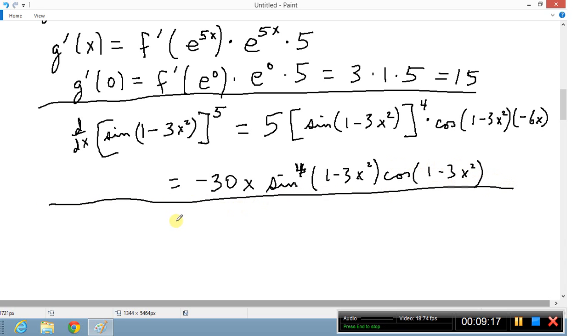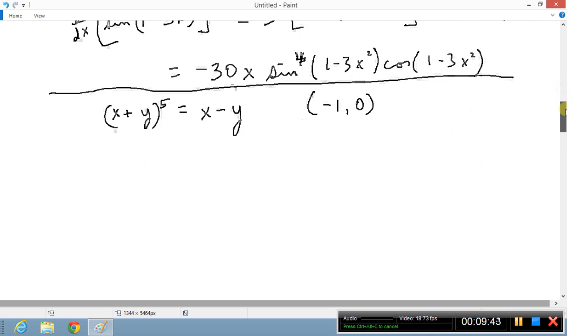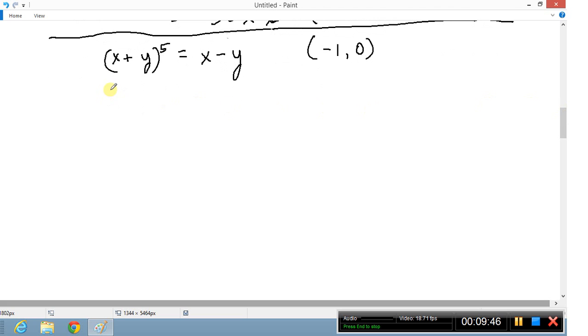Number 9, we want an equation for the tangent line, but this time we're not given the function exactly. We're given an equation that gives us implicitly a relationship between x and y. So the equation is x plus y to the 5th equals x minus y. And we're given that it's at the point -1, 0. So we're going to need the slope. We've got a point, so that's not going to be a problem. But we need the slope. So we need dy dx, or we need y prime, which means we have to think of this equation as giving us y as a function of x.